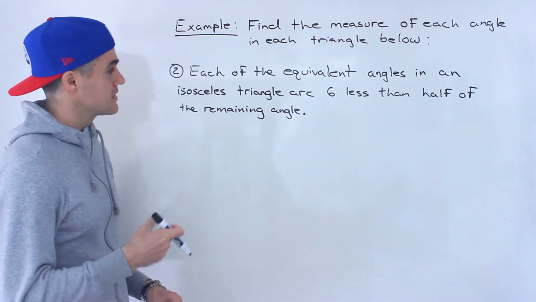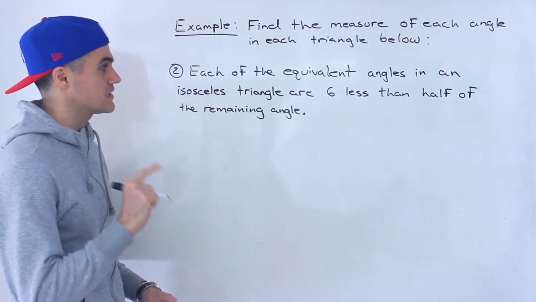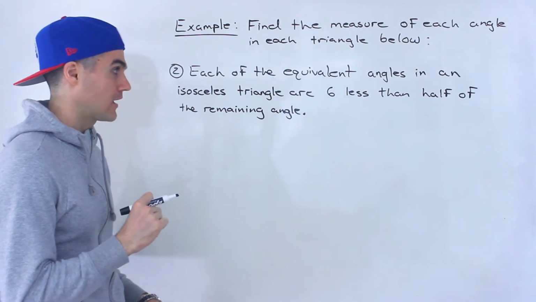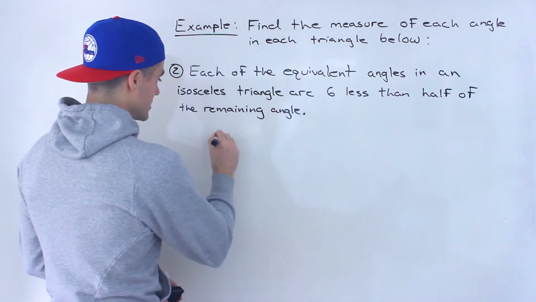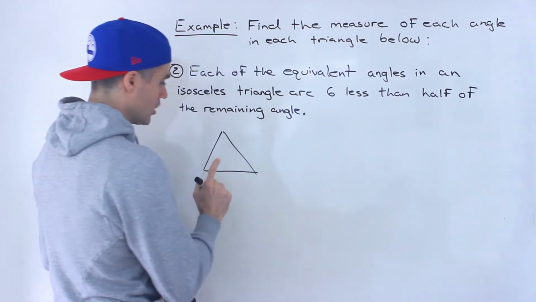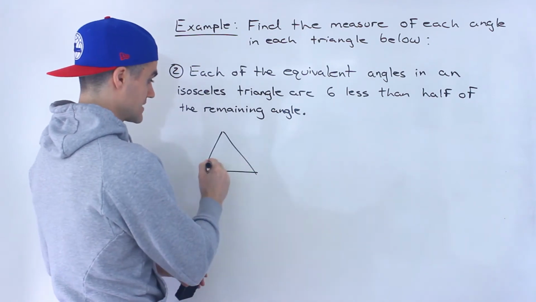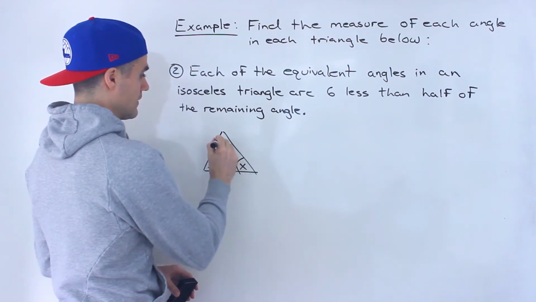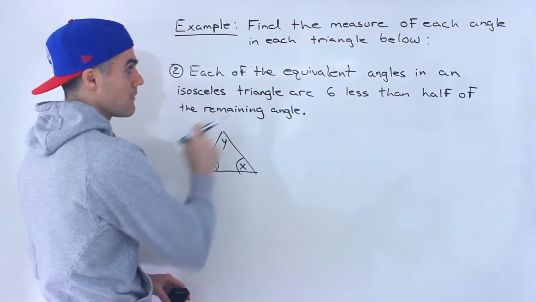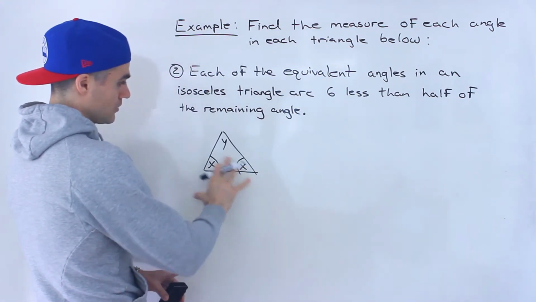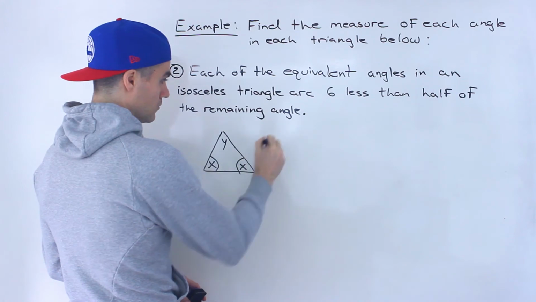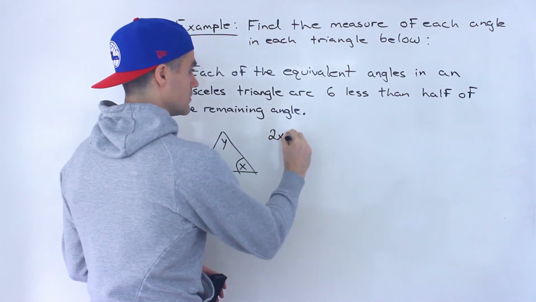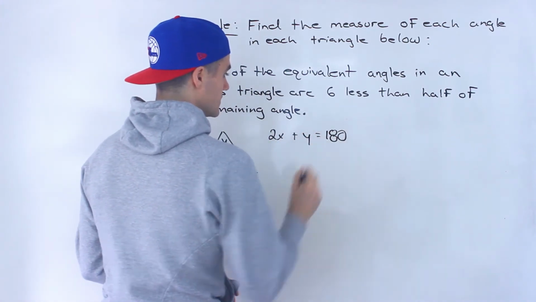Moving on to the second scenario. Each of the equivalent angles in an isosceles triangle are 6 less than half of the remaining angle. Let's draw a diagram here. In an isosceles triangle, we know that 2 of the angles and 2 of the sides are equal. So this angle and this angle are equal. Let's call it x. And then this angle here is y, the remaining angle. Just from this, we can create an equation. We know the angles have to equal 180. So we can say 2x plus y is equal to 180.